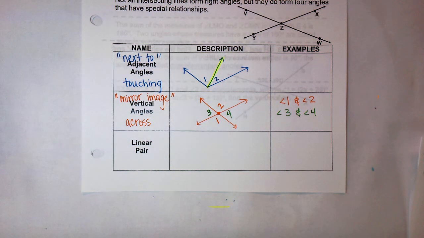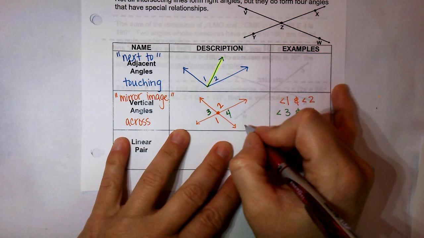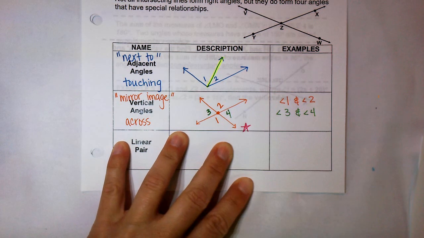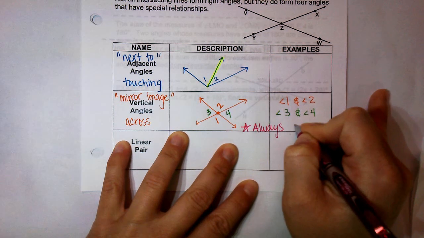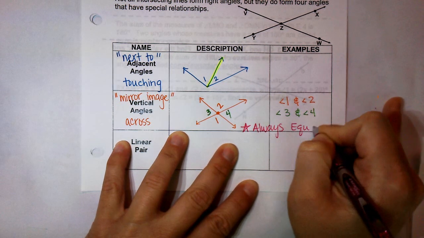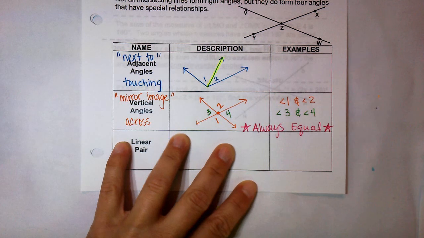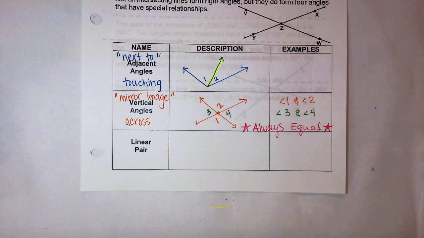Now, to go a little bit further with vertical angles, I'm going to put a little star. Vertical angles are always equal. That is a big thing. That's how you're going to write your equations. When you tell me that you've got vertical angles, they are most likely going to be equal to each other. So, vertical angles, that is an angle pair that we're going to use today.